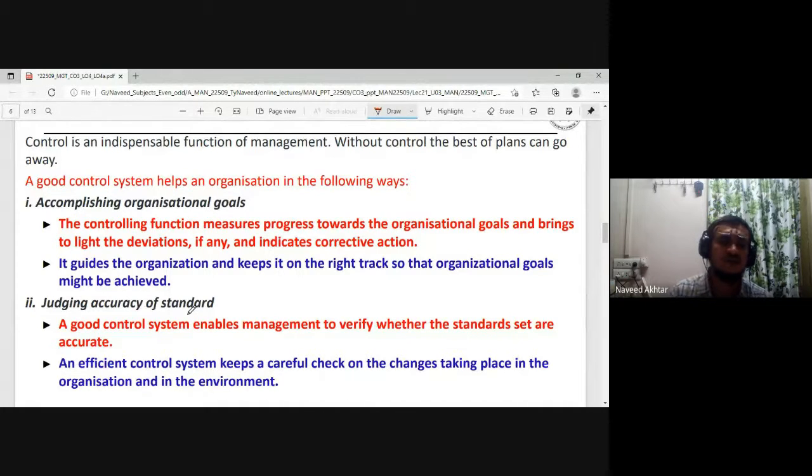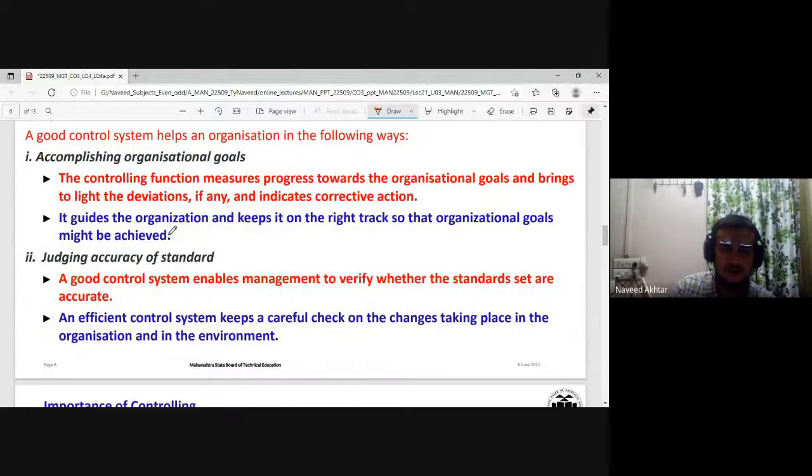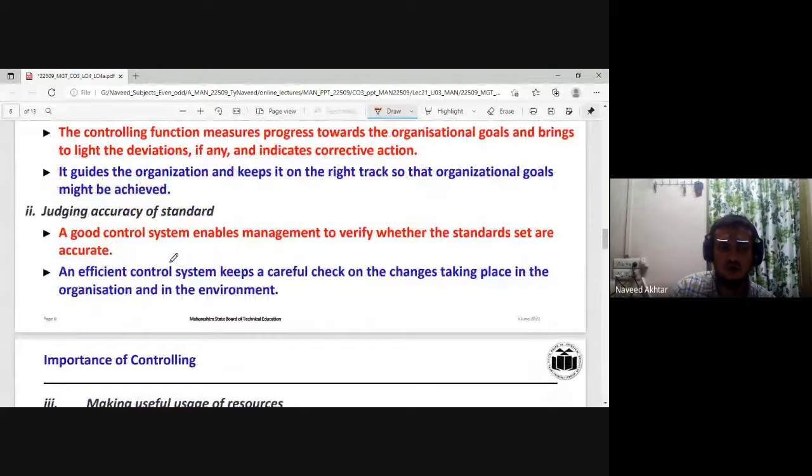तो गोल तो ऑलरेडी हमारा प्लानिंग तो ऑलरेडी पहले हुआ है, गोल्स हमारे सेट हुए हैं. लेकिन अगर हम कंट्रोलिंग नहीं करते हैं, उसके ऊपर वॉच नहीं रखते हैं, हम उसके रिपोर्ट्स नहीं जनरेट करते हैं, हम उसके ऊपर लुक आउट नहीं करते हैं, तो हम बराबर अपने गोल को अचीव नहीं कर सकते हैं. लेकिन अगर हम ऑल दिस वी आर कंट्रोलिंग द एक्टिविटीज, then you can fulfill your organizational goal, and that's why controlling is very important. Then judging the accuracy of the standard: a good control system enables management to verify whether the standards are accurate.